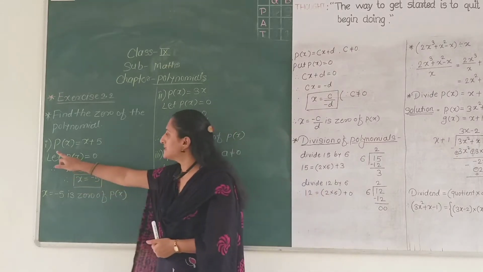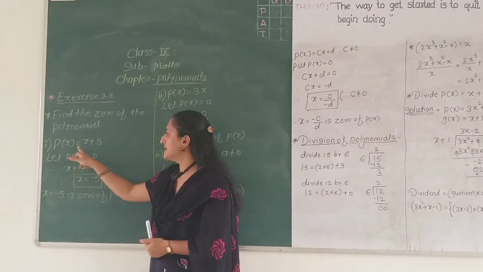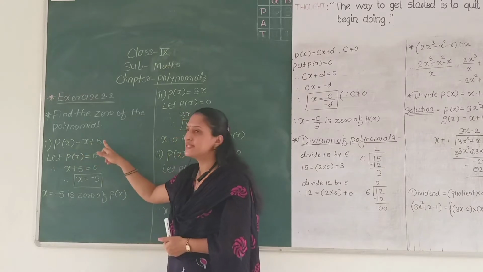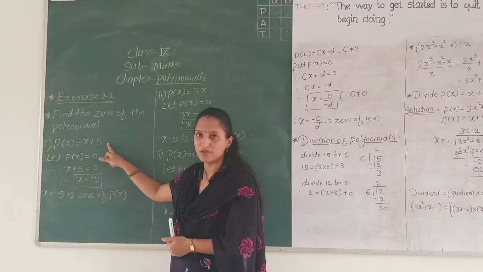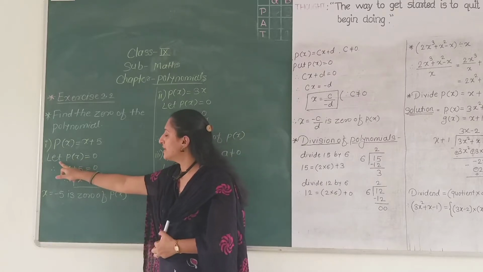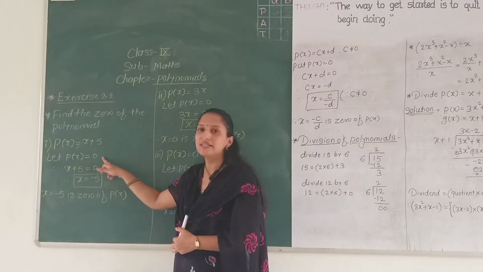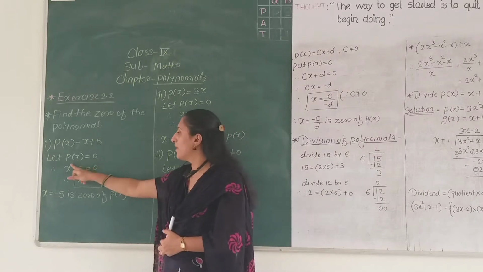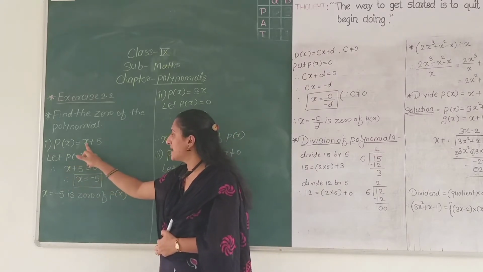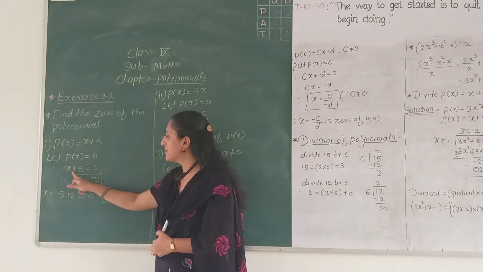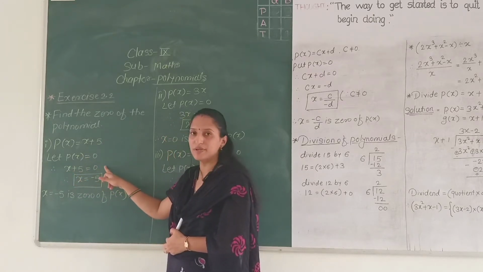Okay, so here our first example is P of x is equal to x plus 5. We want to find 0 of this polynomial. So for this, we equate this polynomial with 0. P of x is equal to 0. That means P of x is x plus 5, that is x plus 5 is equal to 0.